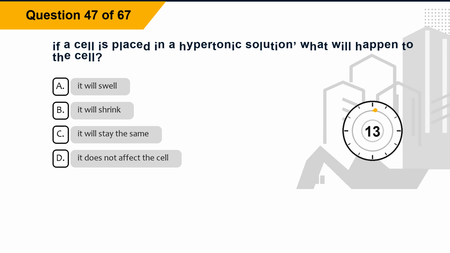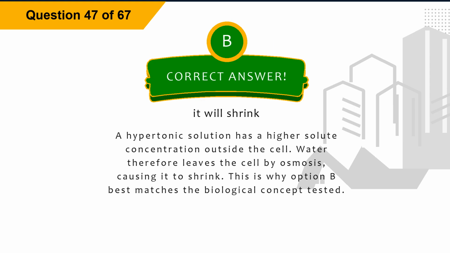Question 47. If a cell is placed in a hypertonic solution, what will happen to the cell? Option A, it will swell. Option B, it will shrink. Option C, it will stay the same. Option D, it does not affect the cell. The correct answer is option B, it will shrink.